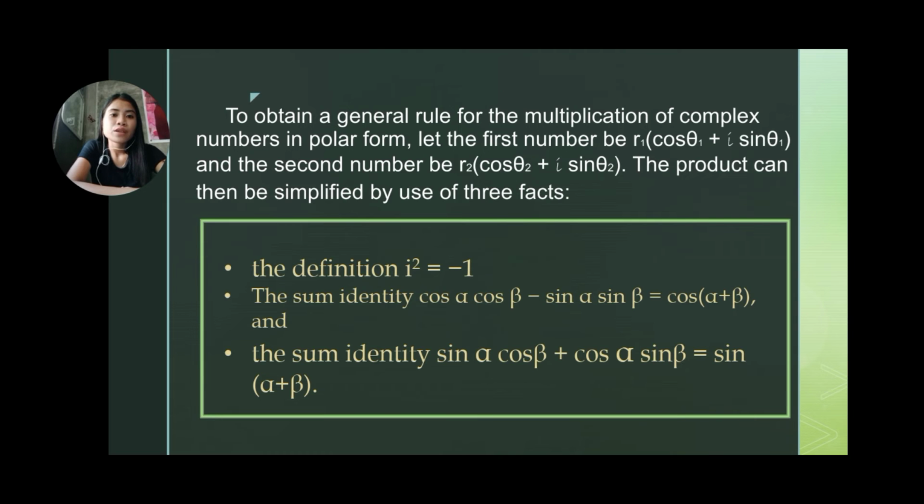The product can then be simplified by use of three facts. First, the definition i squared is equal to negative 1. Second, the sum identity cos alpha cos beta minus sin alpha sin beta is equal to cos of the quantity alpha plus beta. And lastly, the sum identity sin alpha cos beta plus cos alpha sin beta is equal to sin of the quantity alpha plus beta.